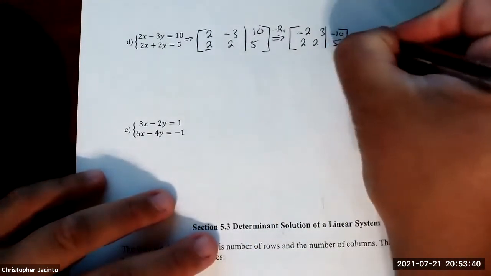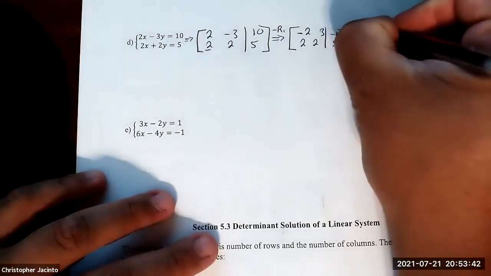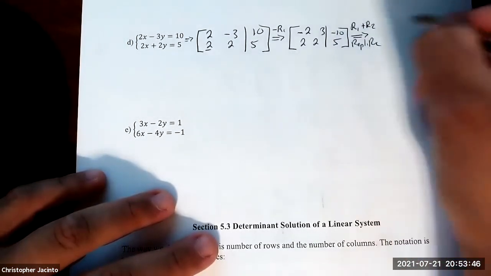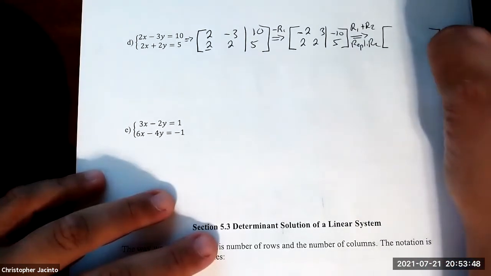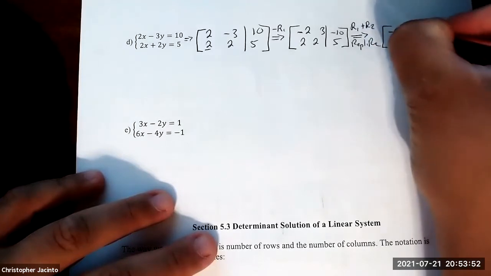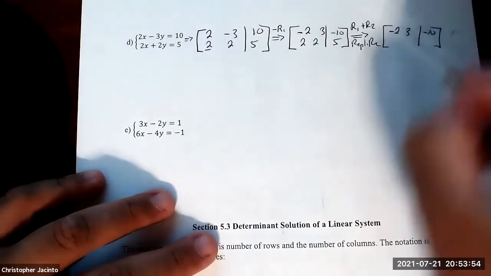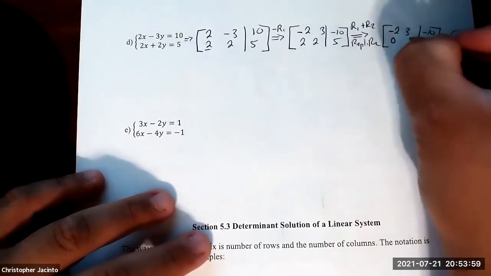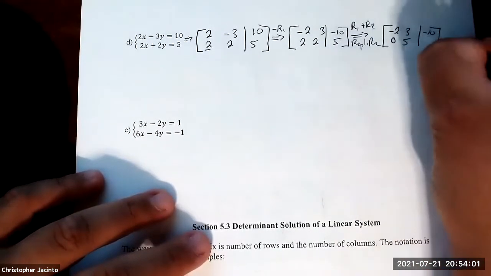All right, now we're just going to add both of them and replace row 2. So row 1 is going to stay the same. So the result is going to be 0, 5, and -5.